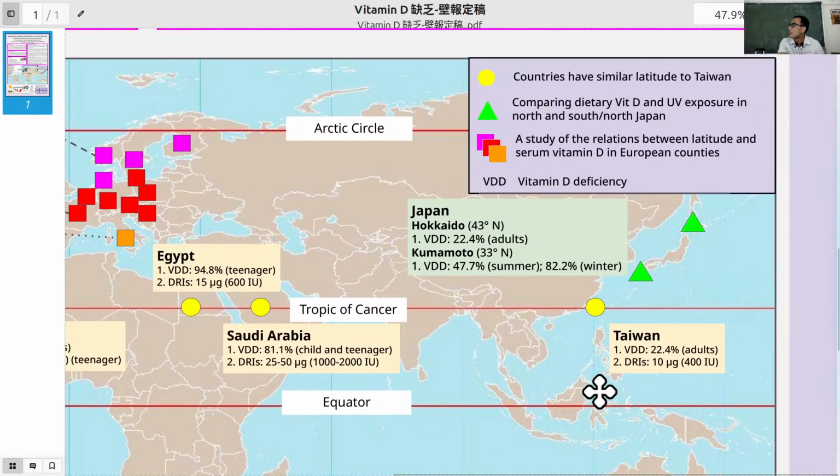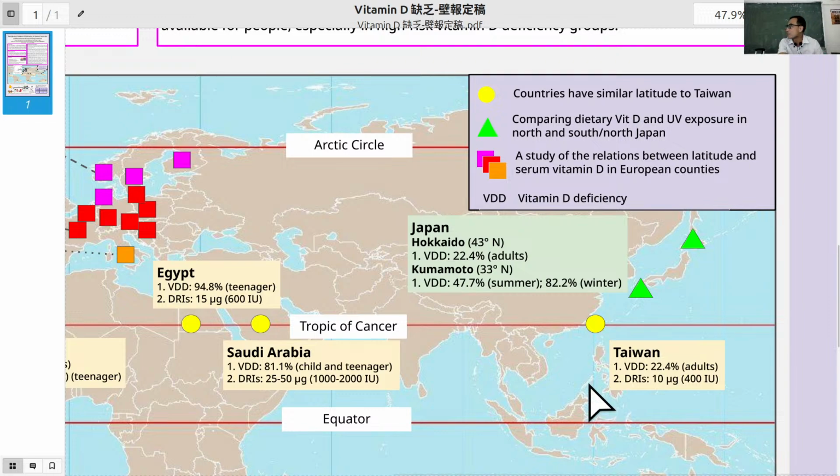And now another reference indicates that in Japan, a group of scholars did research because Hokkaido is very close to the north, that is 43 degrees north, and Kumamoto is close to the south, and theoretically it has more chance to get sun exposure. But the survey results show the opposite.